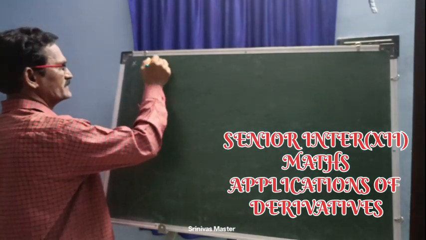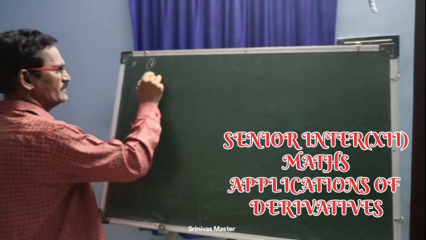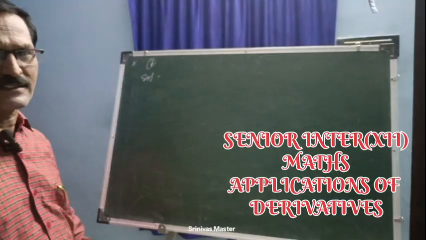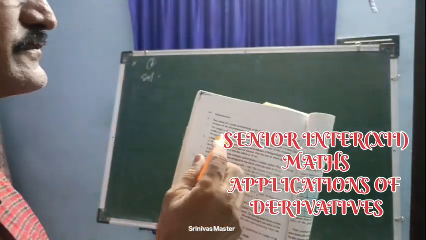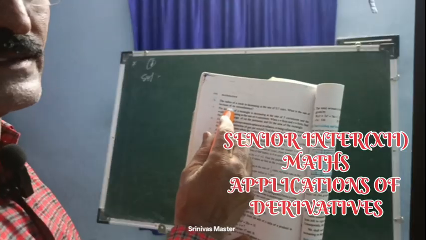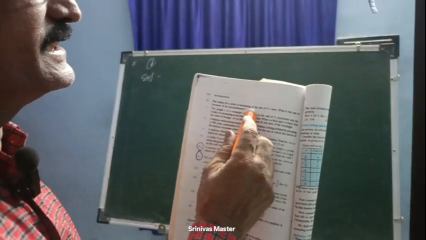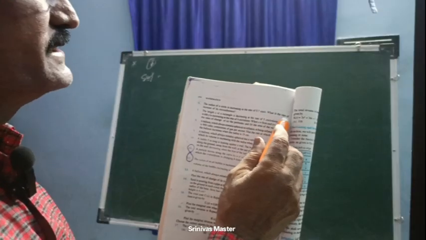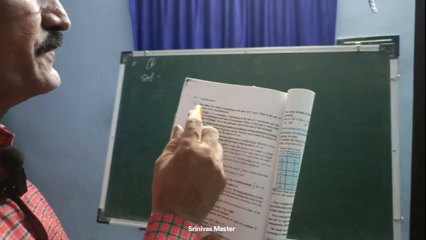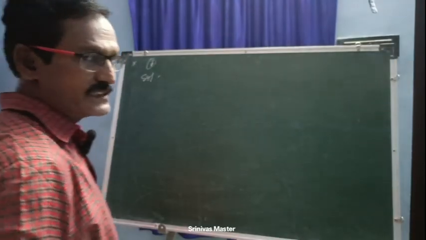Question number 6. What is the solution? We will see that. Before that, we must study what the given question is. The radius of a circle is increasing at the rate of 0.7 centimeter per second. What is the rate of increasing of its circumference? Increase in the circumference is being asked.